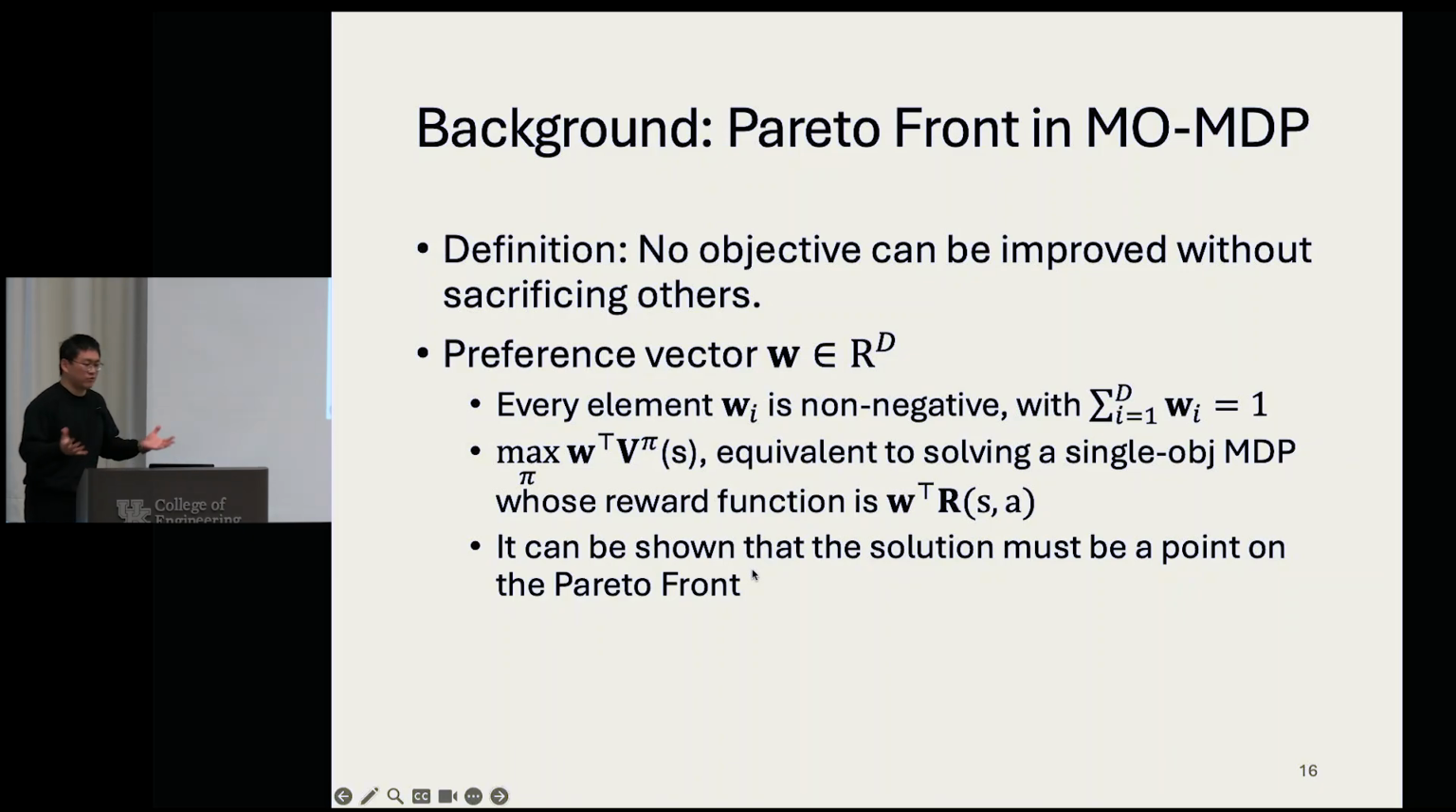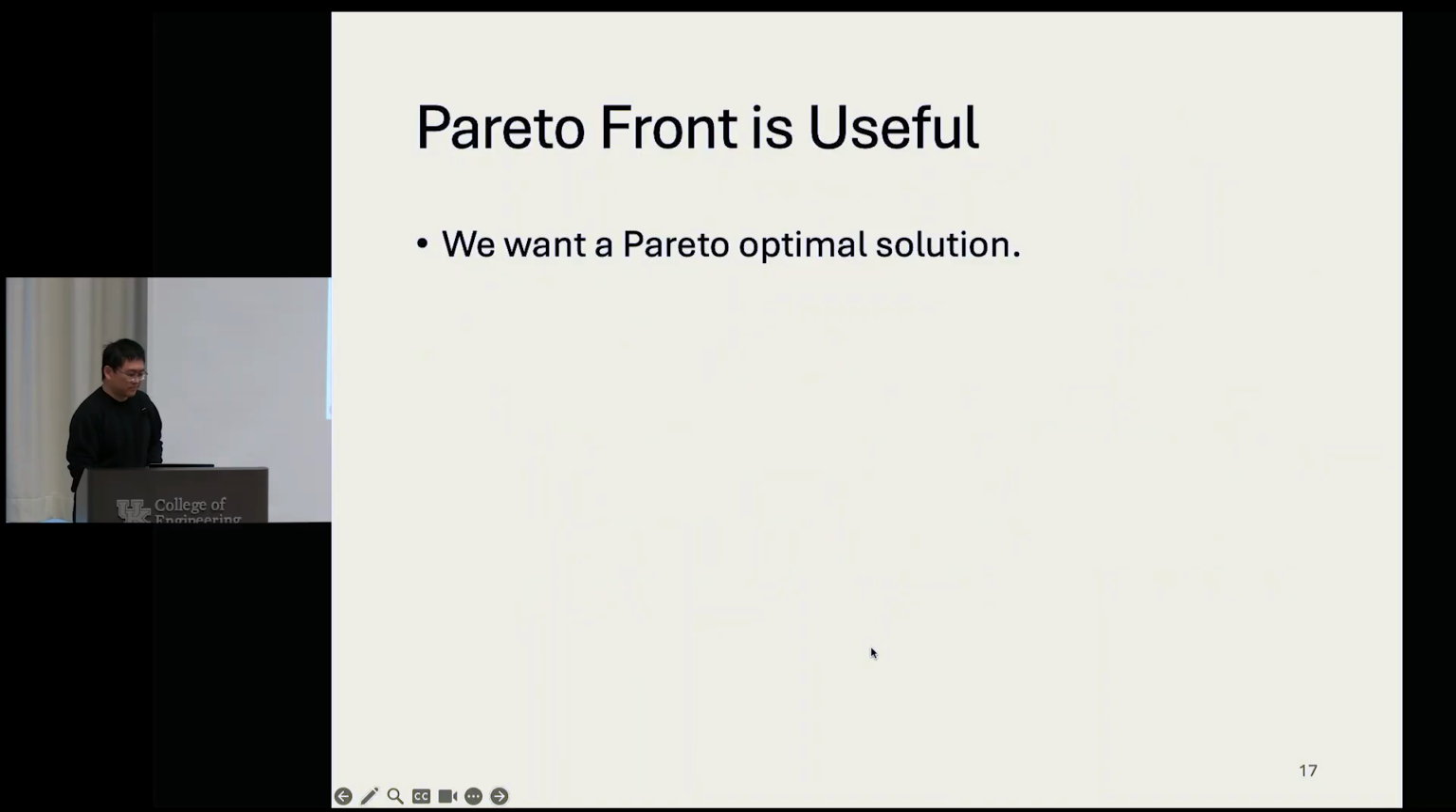Anyway, it can be shown that this solution must be a point on the Pareto front, because of those non-negative weights. If you maximize this, and if you check the derivative or check the slight difference, you can easily prove that this solution must be a point on the Pareto front. So that means if we get a solution of this optimization problem, then it corresponds to a Pareto optimal point for the original multi-objective optimization. And if we already have that method, then why do we want to investigate the Pareto front further? If we are given the preference vector, we solve that single objective MDP, and then we are done. Then why do we need the Pareto front?